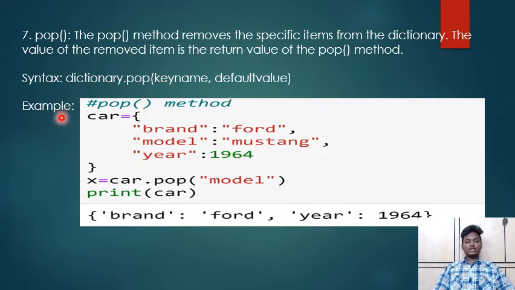The example of pop is: we have given the input car equals to open curly bracket, and given keys and values, and we can write here x equals to car.pop('model') and print the car. We get the output brand Ford and year 1964, because we have entered model here, so model has been removed from the output. Whatever information we don't want, we can enter here. The model we have entered, that's why it was removed, and the output came as only brand and year.